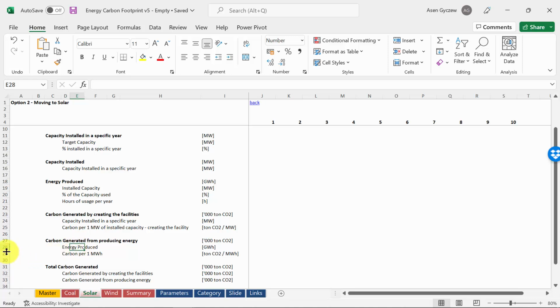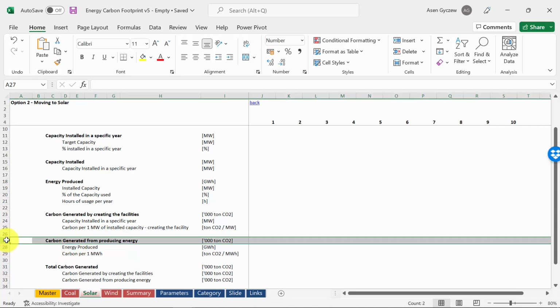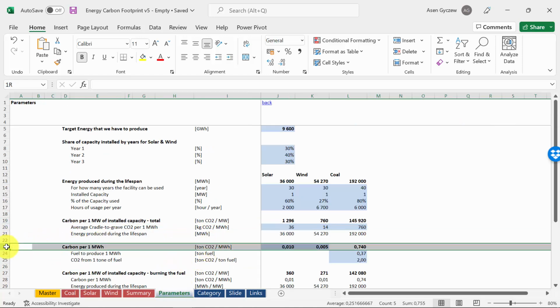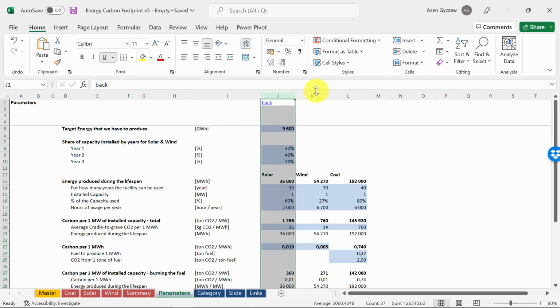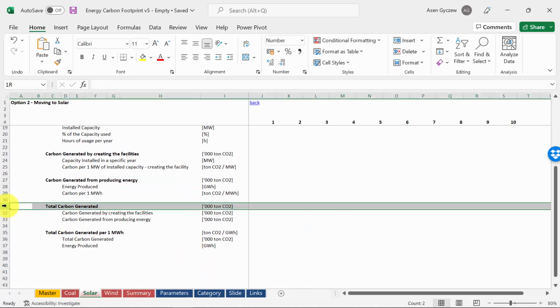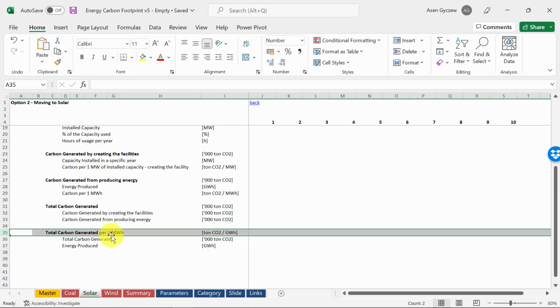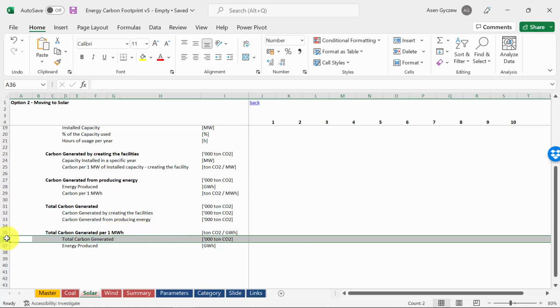Now, apart from that, we will have carbon from producing energy. So in the case of the coal, we're burning fuel. In the case of wind and solar, we will have the maintenance of the power plant and maybe exchanging certain components. Again, this is assumed in row 23 per different type of energy production. So solar will be column J, while K and L is coal. And for the solar, as you can see, it's 100 of a ton, which is 10 kilograms of CO2 per every megawatt hour. So once you've got the total carbon generated, you can calculate also the average per 1 megawatt hour, which will be simply the total carbon generated divided by energy produced.